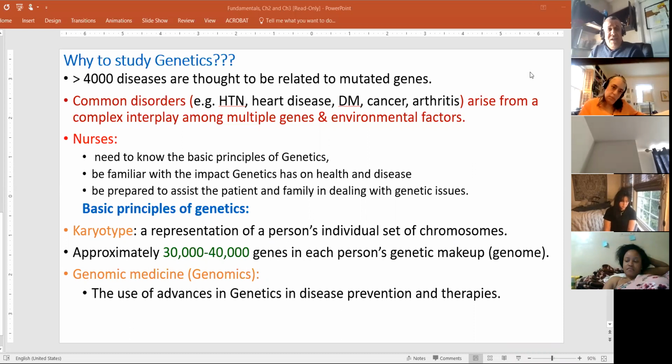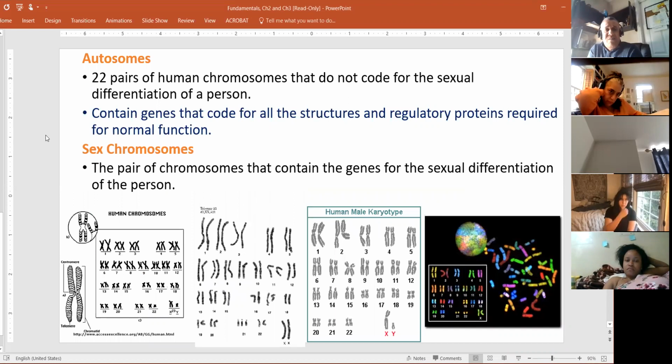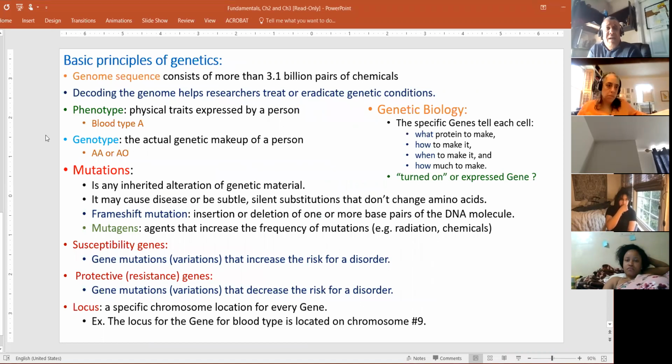So, the genetics, again, most of this is very basic. I'm not going to repeat it. I'm sure most of this is from other courses: the chromosomes and the abnormalities of chromosomes, autosomes versus the sex chromosomes, the mutations.